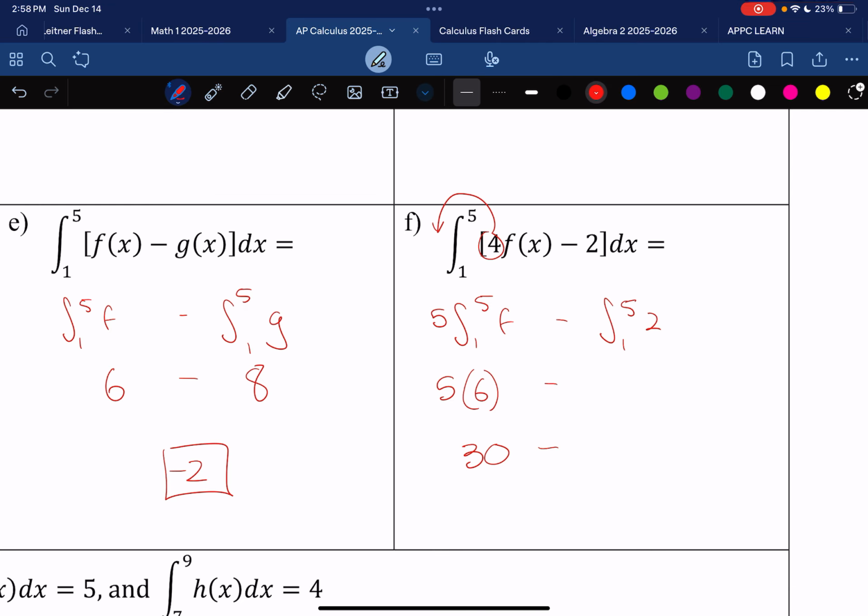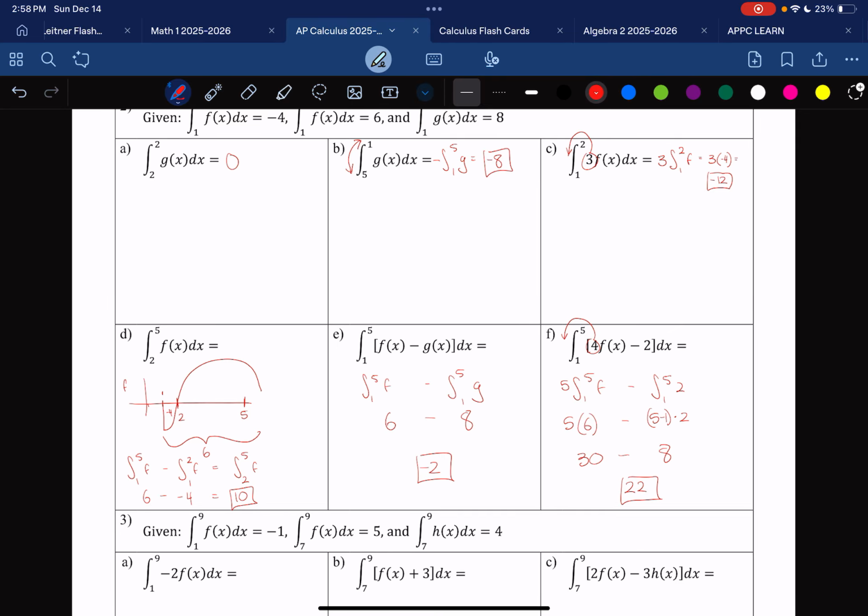We have to subtract some stuff. So how do I do a definite bound? So again, this is a shortcut, right? You subtract the bounds, 5 minus 1, and multiply by whatever the number is, times 2. And this is going to be 4 times 2, and 4 times 2 is 8. So I can say 8, and I can subtract these, and I get 22 for my final answer. Oh boy. All right, moving on to another problem.